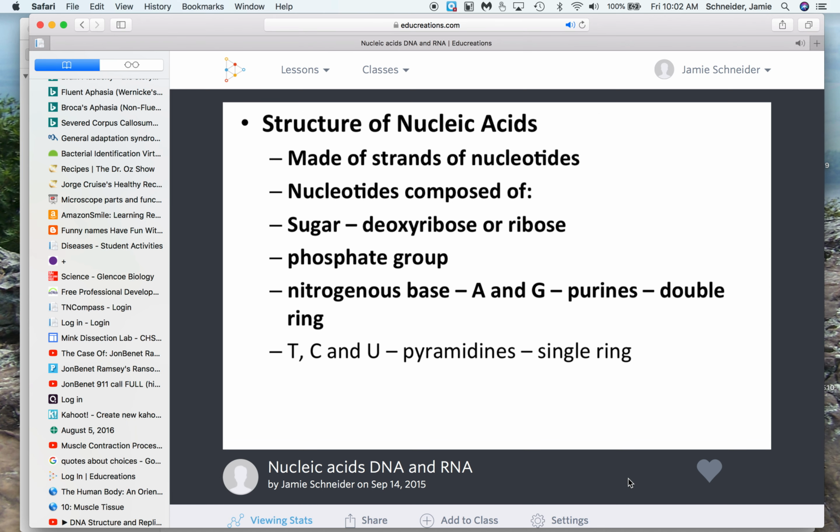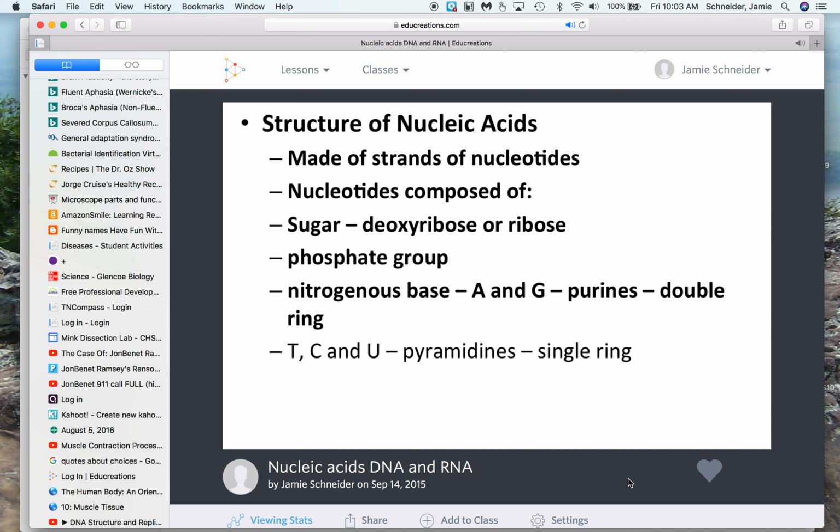The structure of nucleic acids are nucleotides. Nucleotides are composed of three things: a sugar, deoxyribose or ribose. Deoxyribose is in DNA and ribose is in RNA. Both have a phosphate group, and both of the nucleotides will always have a nitrogenous base.